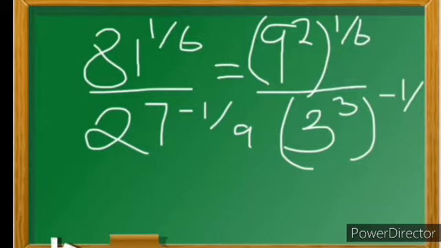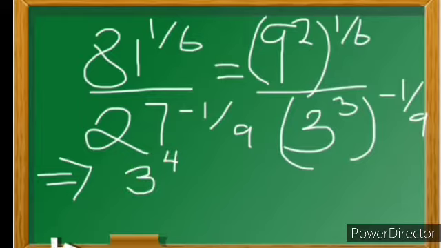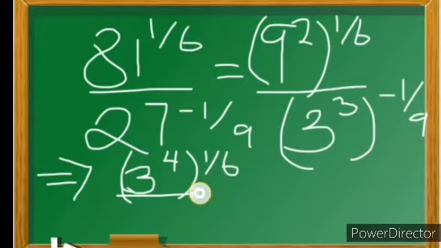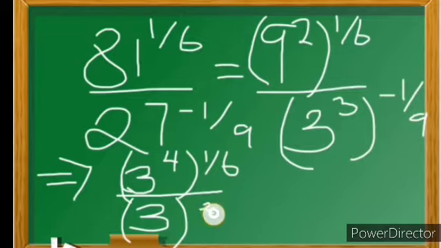And then, is there something else we need to break down in this problem? Yes, we need to break down 9. You know that 9 is 3 raised to power 2. So 3 raised to power 2 raised to power 2 is 3 raised to power 4. We'll put it in a bracket, raised to power 1 over 6. And this is all over 3 raised to power 3 times minus 1 over 9.